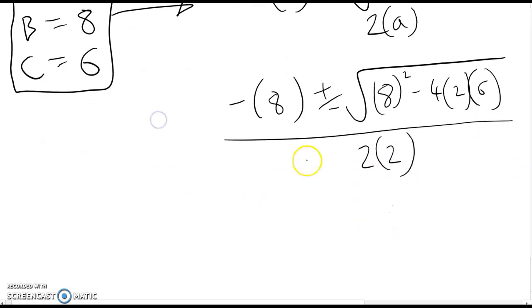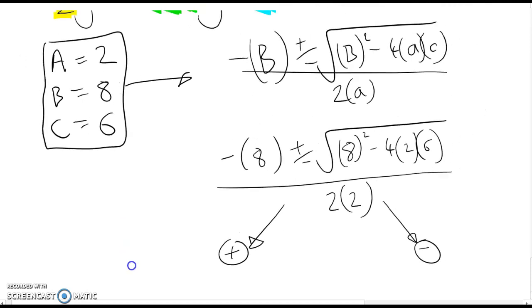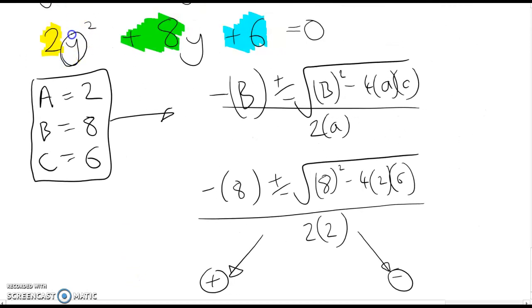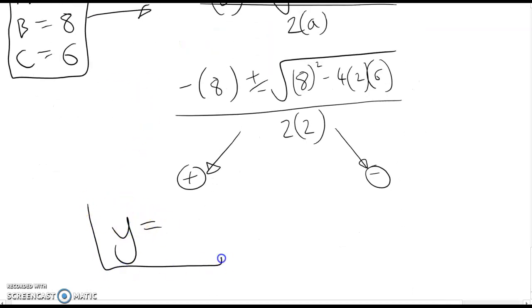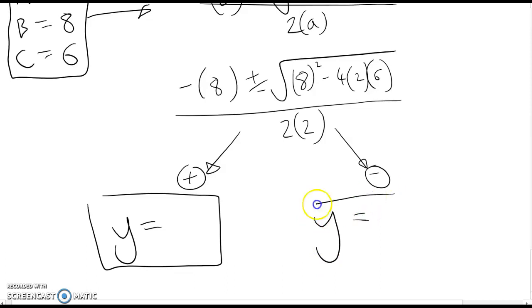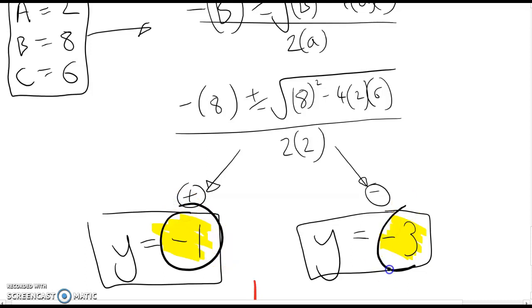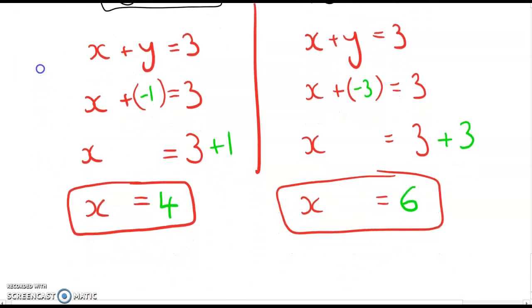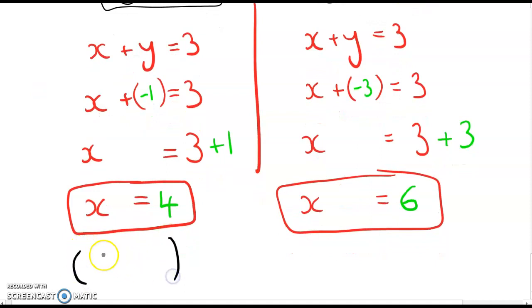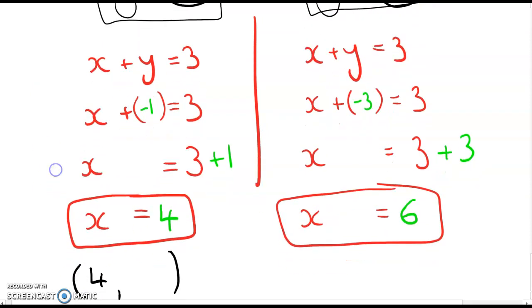Type it into the calculator using a plus. Type it in using a minus. What letter are we using? We're talking about y's because that's what's in our equation. So I'm going to say y equals to get one answer, and I'm going to have y equals over here for my other answer. So when I typed it in, I get those two answers, minus 1 and minus 3, and I have to sub those in to the linear equation, and that's it done there. So my two answers would be 4 minus 1 and 6 minus 3.